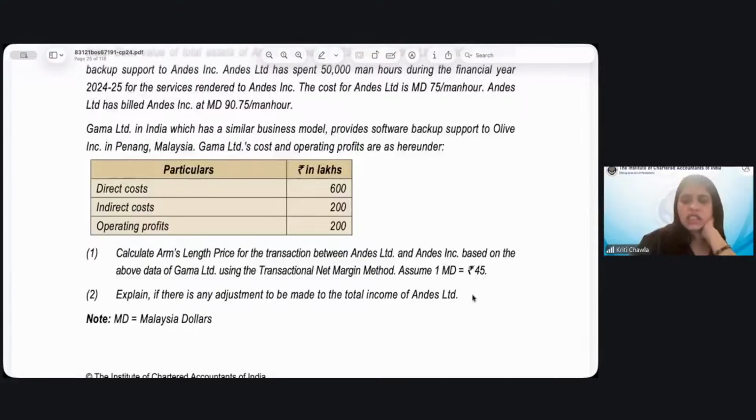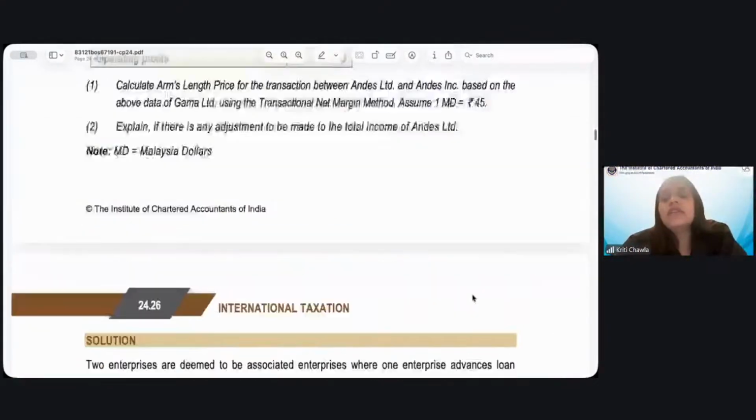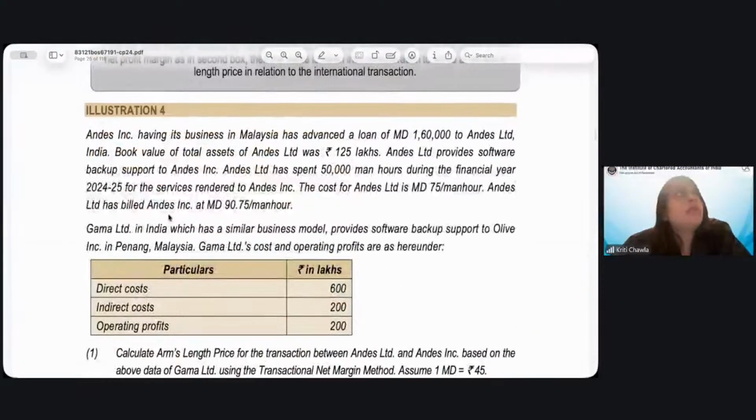So it's very easy. Transactional net margin method is something that you need to use for the purposes of this question. But then you have to see the first part: whenever transfer pricing is applicable, the first part is whether these are associated enterprises or not. So in this particular situation, you will have to see whether Andes Incorporation and Andes India are associated enterprises or not. They have actually talked about advancing a loan of Malaysian dollar 1,60,000.